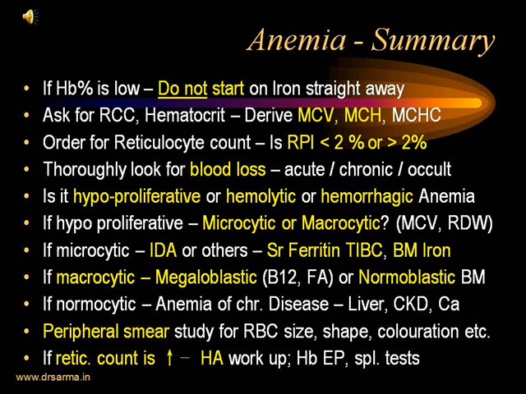RBC size, shape and coloration have to be carefully looked for, in addition to any inclusions. If the reticulocyte count is increased more than 2% and the RPI is more than 2%, a hemolytic anemia workup is required; hemoglobin electrophoresis and other special tests will be required. Such a patient has to be referred for higher workup to a hematologist.